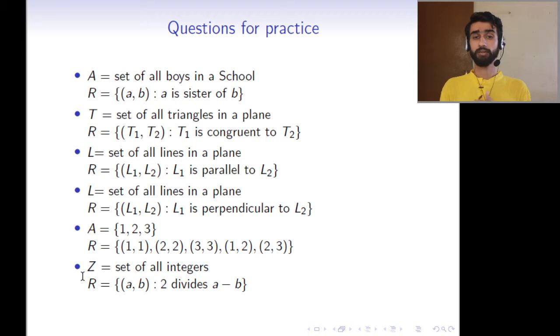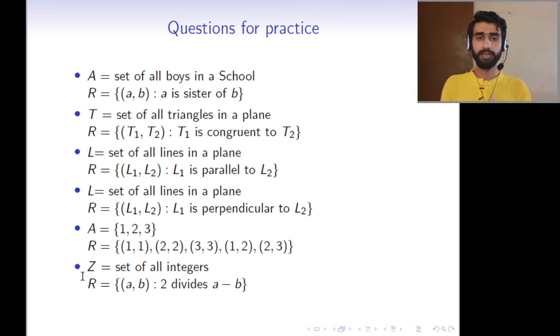Now I am saying the symmetric. A is sister of B. I am saying all boys in your school, so there can't be an element A who is sister of B. Can you think of any pair? Think about the set A, all boys of your school, taking two elements so that A is sister of B. It is not possible even, because there is no pair of boys such that one is sister. So in this relation, there will be no pair. Such a relation in which there is no element, we call it an empty relation. So this first relation is an empty relation.